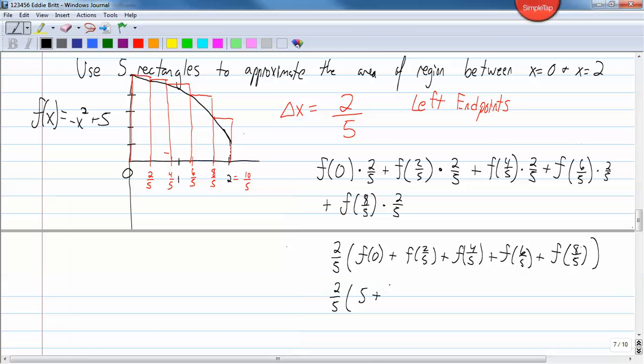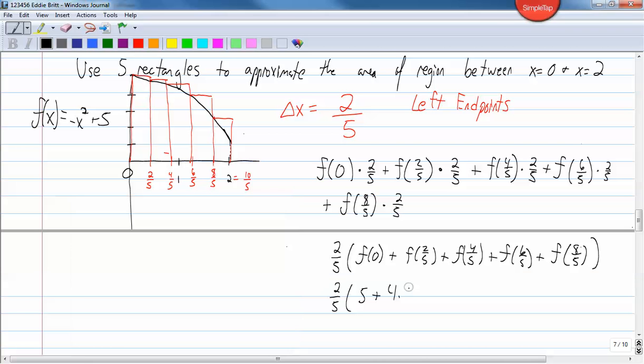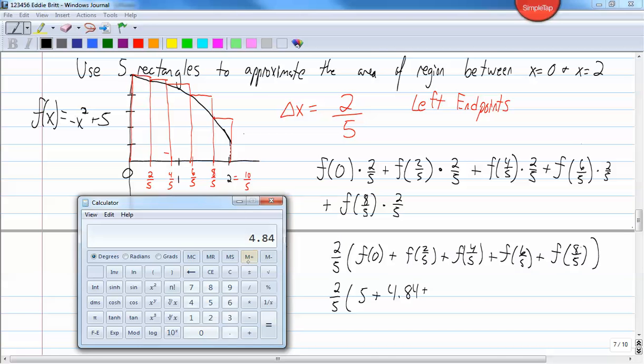4.48. Or actually 4.84. Sorry, I said it wrong. 4.84. Plus, plug in 4/5. That's 4 divided by 5. Square it, make it negative, and add it to 5. So the height of the next rectangle is 4.36.